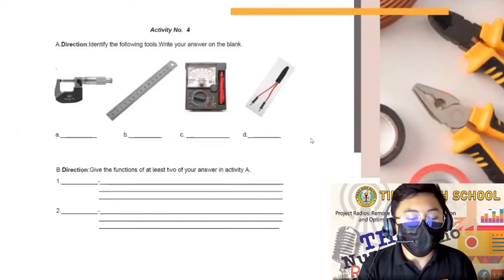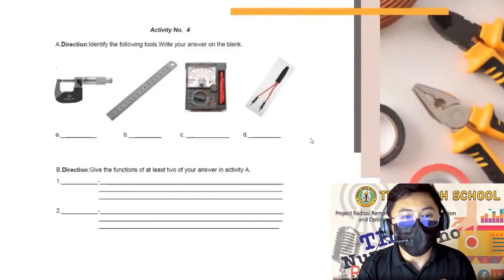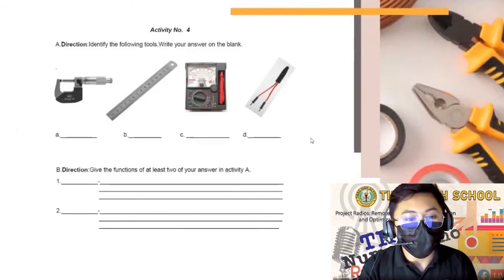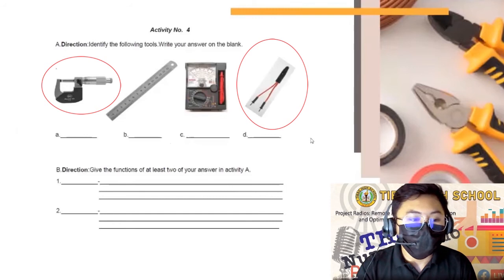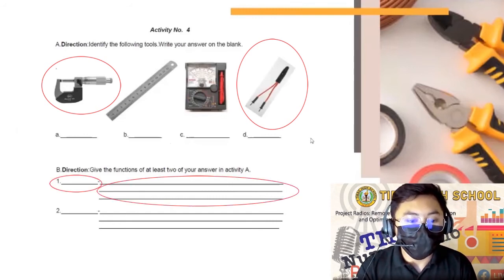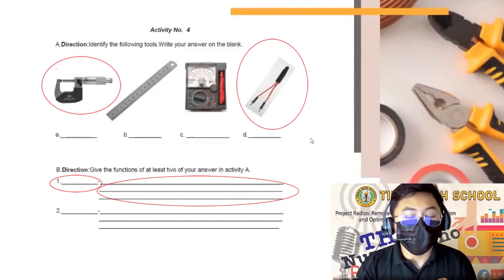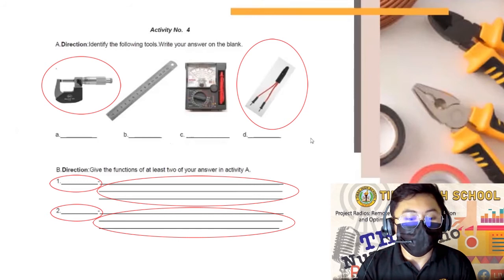Sa letter B naman, give the functions of at least 2 of your answer in activity letter A. Yan, kuha ka lang ng dalawa. Like for example, kukunin mo to and ito. Tapos, isusulat mo lang dito yung pangalan and yung description niya. Kung para saan siya, kung ano yung minimeasure niya. Ganun din dito sa pangalawa. Sulat mo lang din dito.